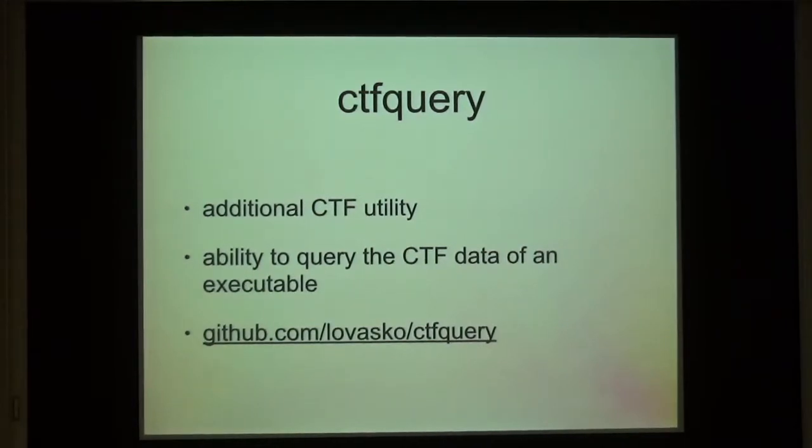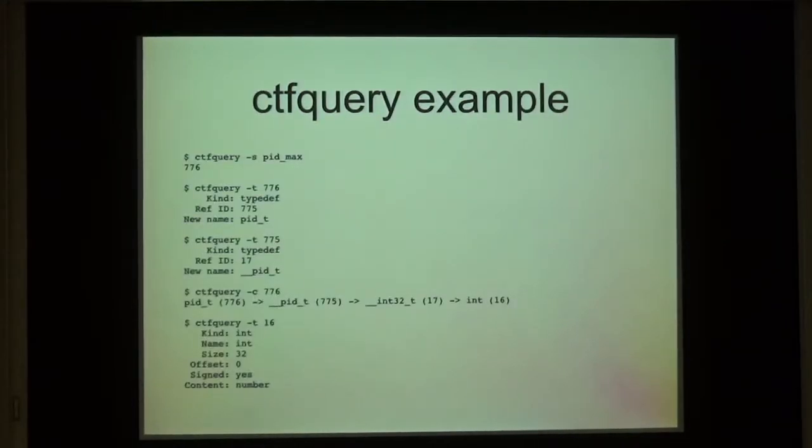So here is what it looks like when I'm, for example, trying to get the type of the maximum PID on a system. When I query for a symbol with -s, I get the number, which is the internal CTF number of that type. And when I later run ctfquery -t with that type number, I get information that it's a typedef. It references another type ID, and that's its name. And if you follow that, you will again get another typedef.